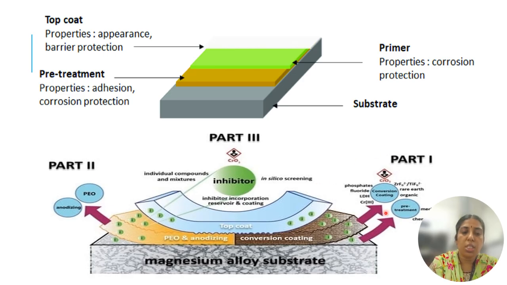We can see a small example where the substrate, the desired material, can undergo different types of coatings so that it is protected from corrosion. The first is pre-treatment, which also ensures corrosion protection. The second one is primer, which ensures that it is corrosion protected, and the top coat is for barrier protection. It prevents corrosion, and it also enhances the appearance. So you can give a layer of coating to protect your material from corrosion. Here is an example of a magnesium alloy substrate, which is prevented from corrosion by numerous layers of coatings.